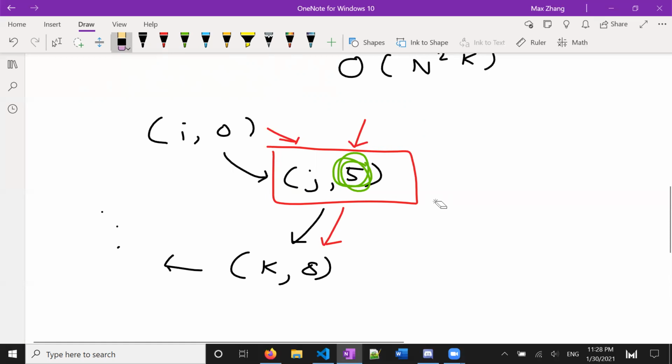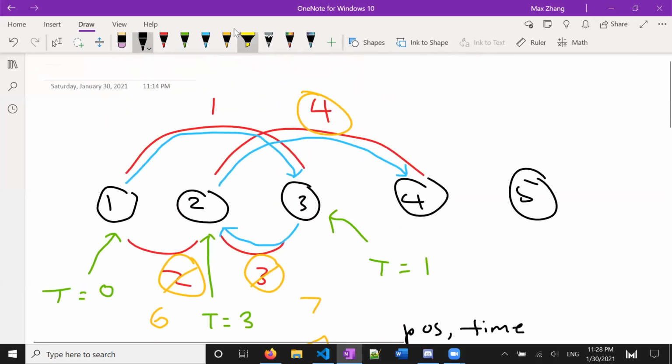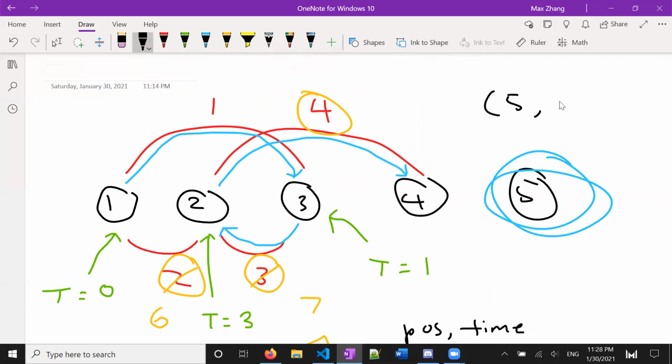So if each node only has one outgoing edge and one incoming edge, then it's going to form a cycle. Of course, there are exceptions. For example, instead of a cycle, it might just be a lone node. In this sample right here, 5 doesn't have any swaps connected to it, so it's just one lone node represented by 5 and then time 0.